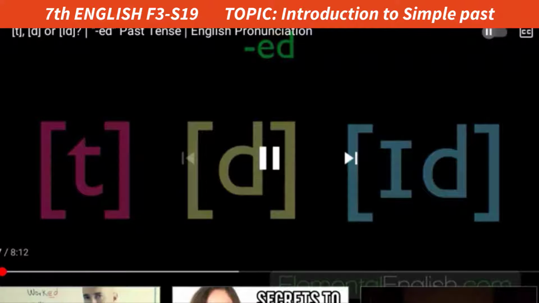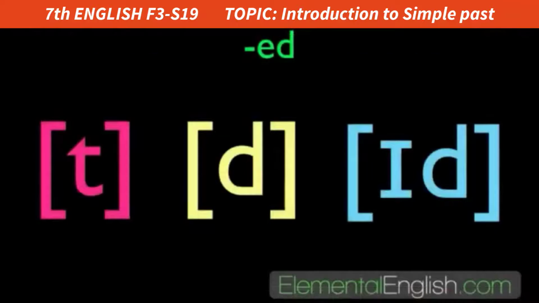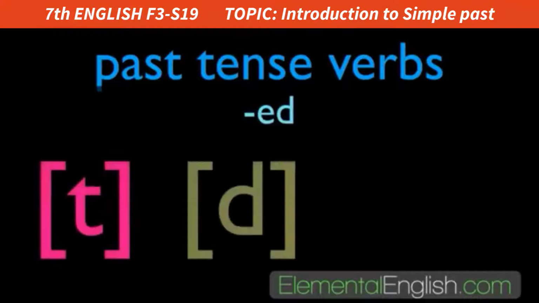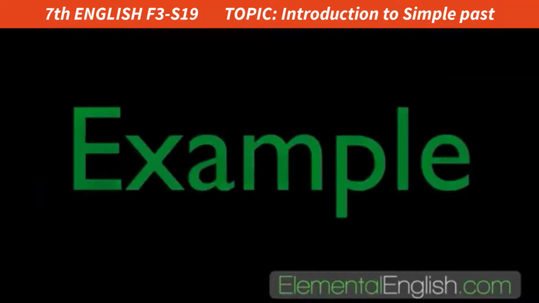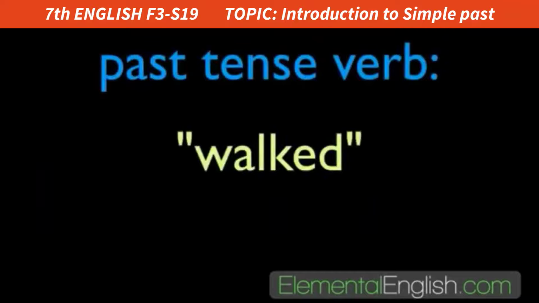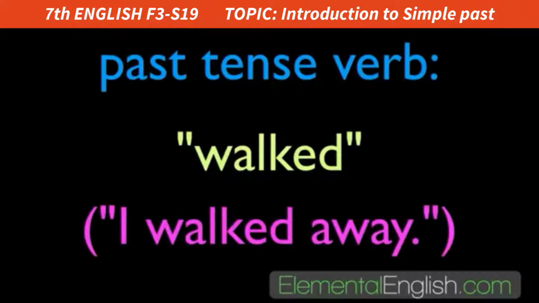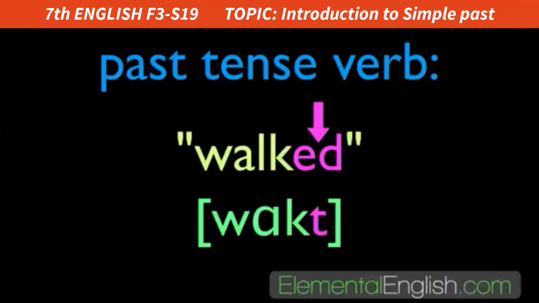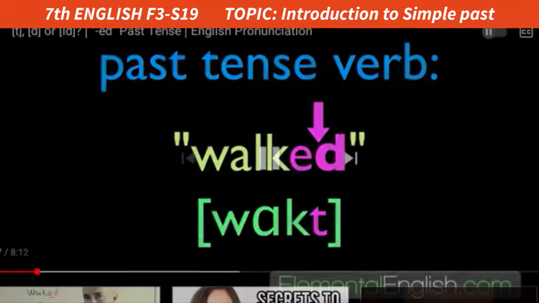Let's listen. You may have noticed that in English, past tense verbs with an ed ending are pronounced in 3 different ways: t, d, or id. For example, if I say the past tense verb walked, as in I walked away, what is the last sound that you hear in the verb? Walked. The ed verb ending sounds like a t, walked, even though it ends in the letter D.